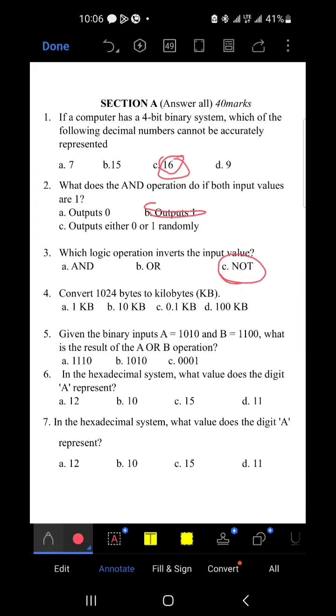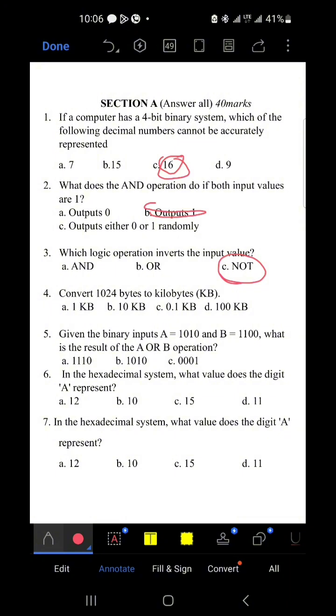Now let's go to question 4. Convert 1024 byte to kilobyte. And I told you if you want to convert, let's say, a lower capacity to a higher capacity, what do you do? You divide. And a higher capacity to a lower capacity, what do you do? You multiply. So byte is less than what? Kilobyte.